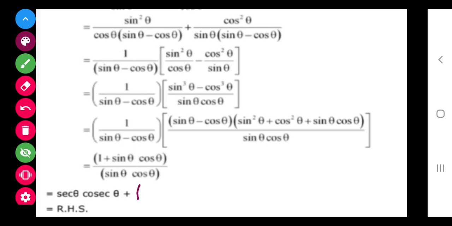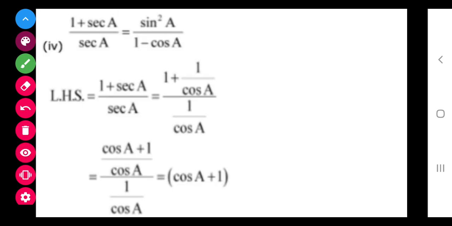I hope you have understood this. See this question again and again, as many times as you can, because it is a very important question for you. Next, we have been given this and we have to prove this, or use this and get this. So I believe solving this to get this much will be much easier.